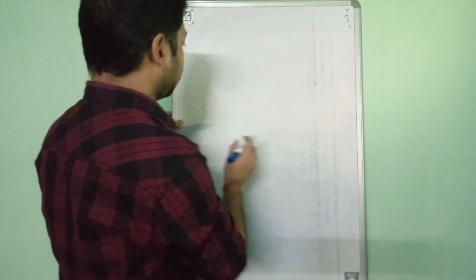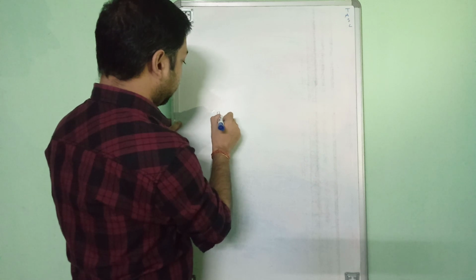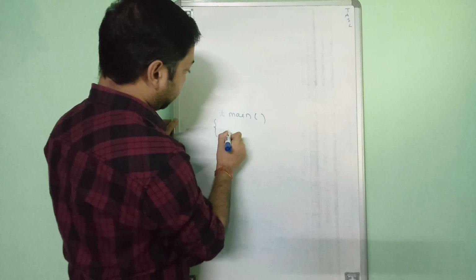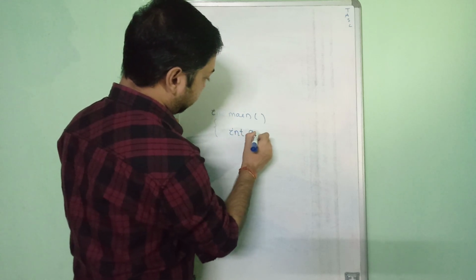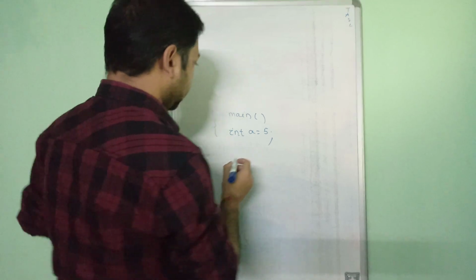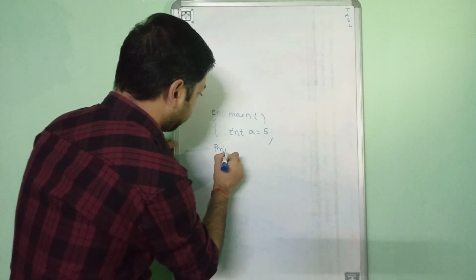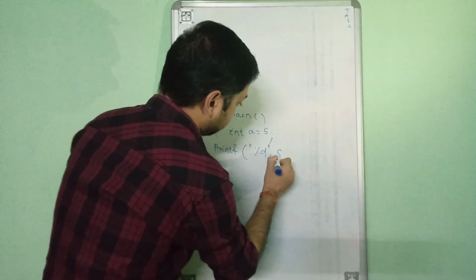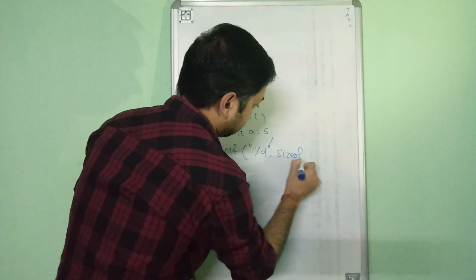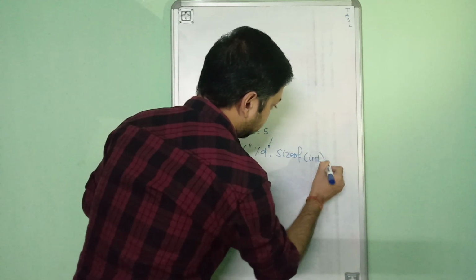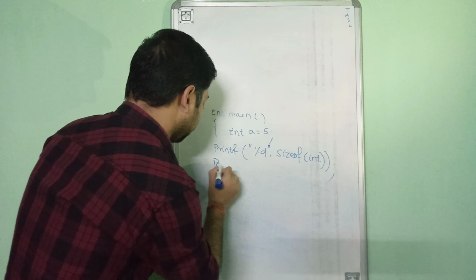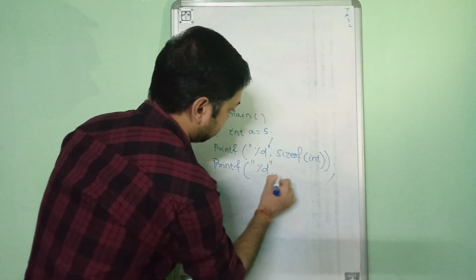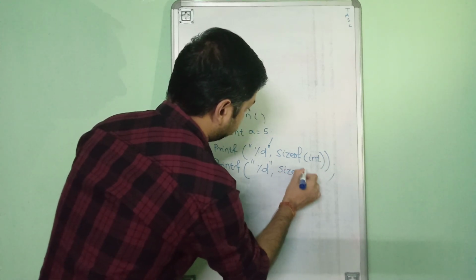So let us see a simple example. Let int main. Okay, int a equals to 5. So let me write here printf, percentage d, sizeof int, this is sizeof int. Okay, next one printf, percentage d, that is sizeof a.